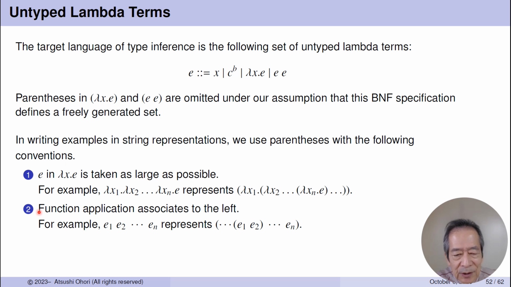Another convention is the following. Function application associates to the left. For example, this sequence of symbols represents this structure, so that this application associates from the left, so that this is the first application. So the parentheses go around this from left to right, right? So this is the accepted convention in writing lambda terms, and these conventions are shared in functional language syntax.